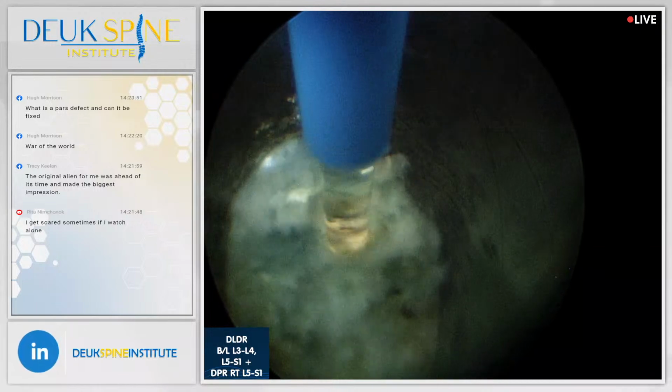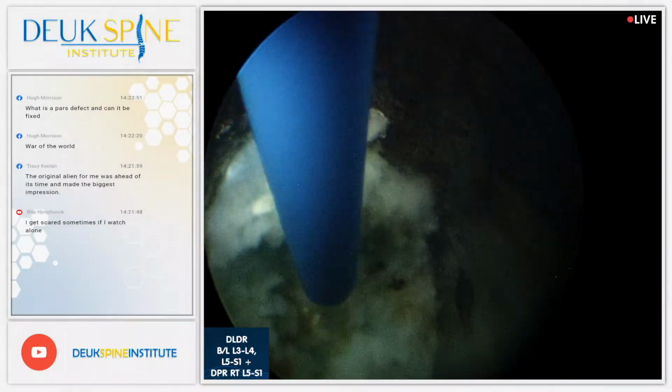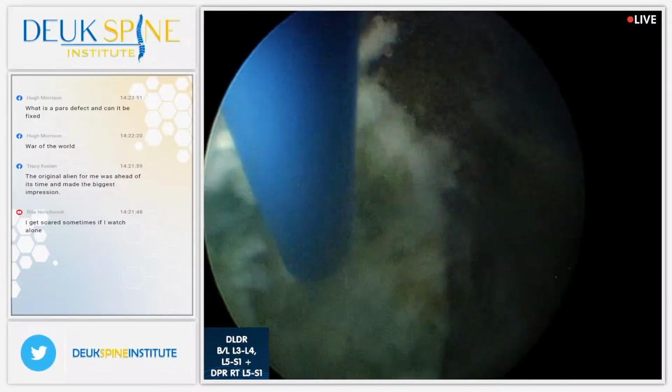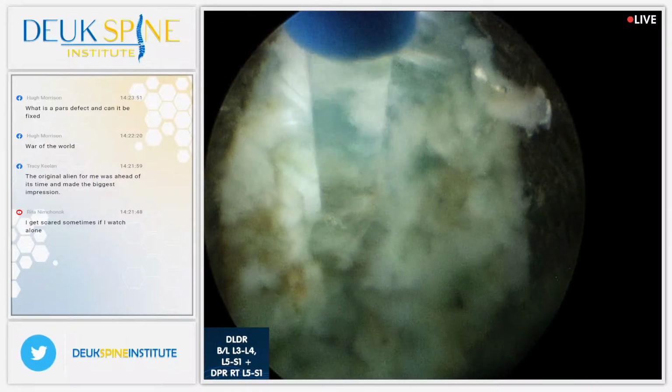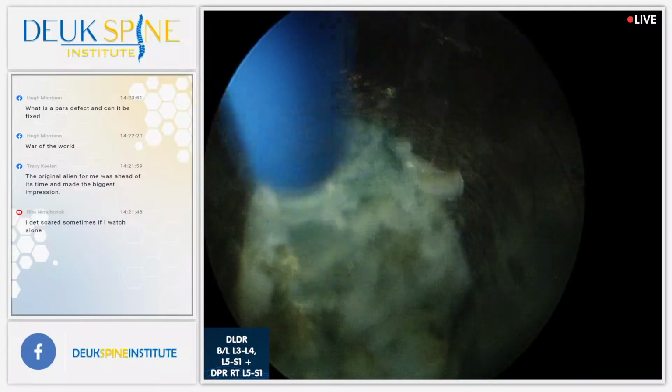And when I say fixing, people sometimes get the wrong impression of what fixing means. It doesn't mean we're going to make his discs look normal or his facets look normal on the MRI or X-ray. It means we're going to get rid of the symptoms from the disc and facets.